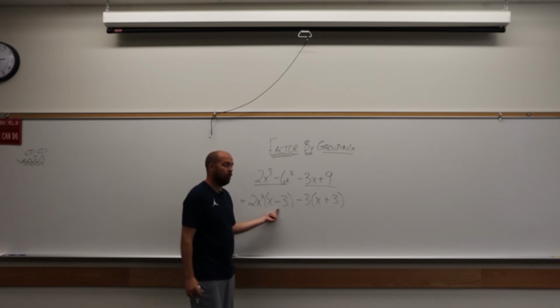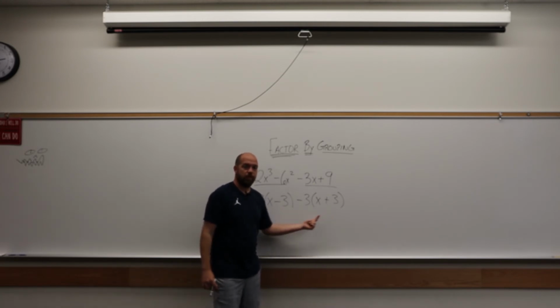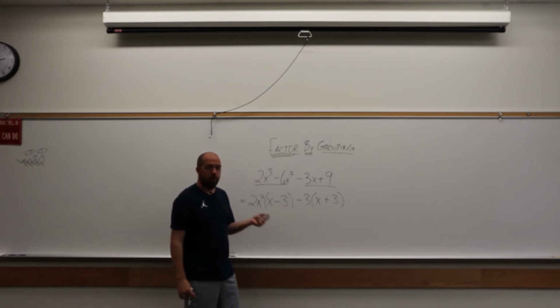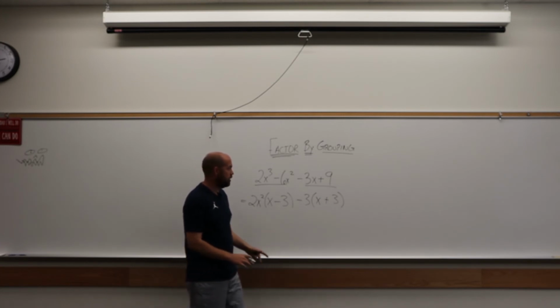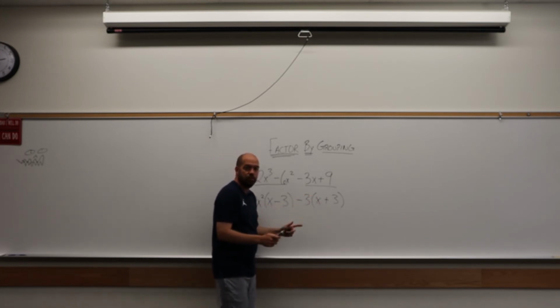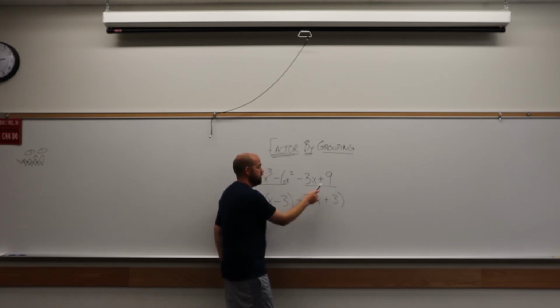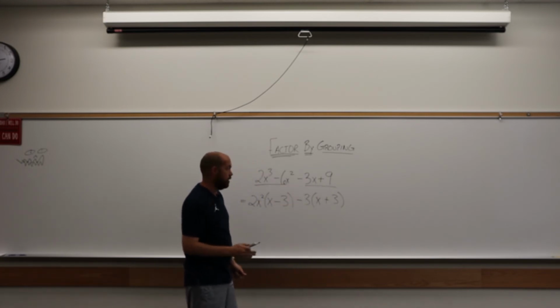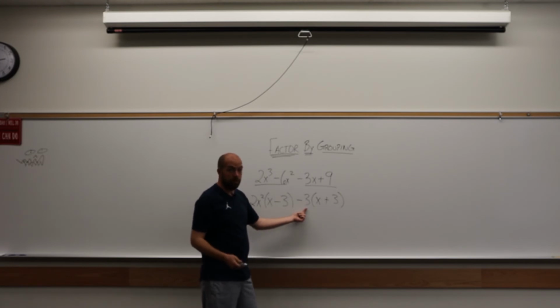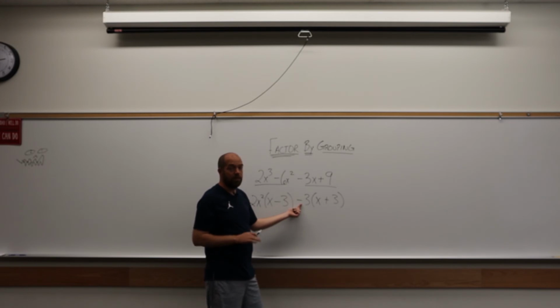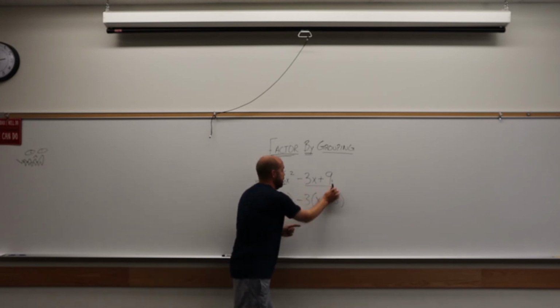Okay, now looking at this, are the parentheses the same? They're not. So I might have made a mistake somewhere. If I go back and look, let's redistribute this and see if I get the same thing. If I were to say negative 3 times x, that gives me negative 3x. But when I multiply negative 3 times positive 3, that gives me negative 9. And that's the common mistake that I see a lot of: anytime I'm taking out a 3, but there's a minus sign right here, you actually are taking out a negative 3, not a 3. So you got to be careful.